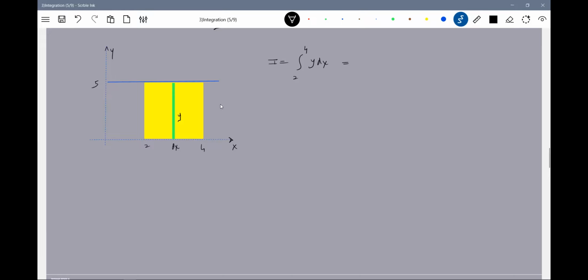So 2 to 4. What is the value of y? Here y is equal to 5, no? It is a straight line, a horizontal line. So here the integral of 5 dx from 2 to 4. This 5 I'll send outside. So 2 to 4. Here 1 into dx will come. 5 into 1, so we can write 5 into 1. That 5 I'll bring outside. Then in place of 1, we can write x to the power of 0. Then 2 to 4.